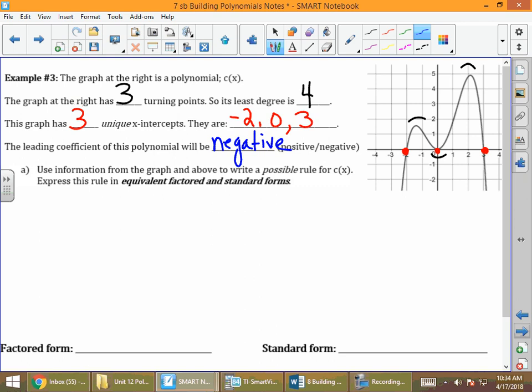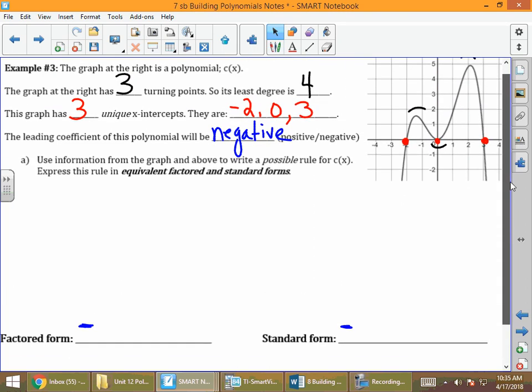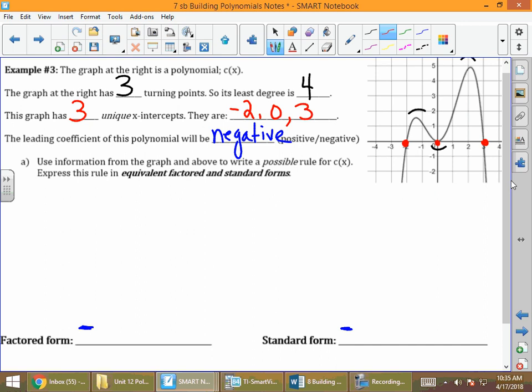And so now that we know this information here, eventually what I've got to do is I want to make sure that I'm going to write down a negative come from there, just so I don't forget to put it in later. Because now what it says is use the information from the graph above to write a possible rule for C of x. Well, once again, what I'm going to do is I'm going to take our three intercepts, and they are x equals -2, and x equals 0, and x equals 3.